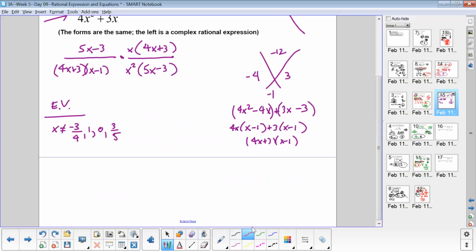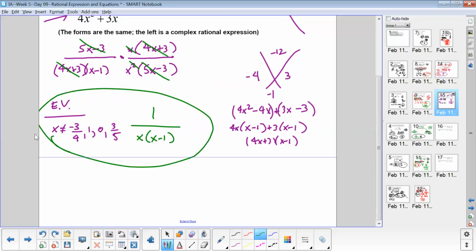And now you're thinking, what will divide out? 5x minus 3, 5x minus 3, 4x plus 3, 4x plus 3. This is x and this is x squared, so one of those with one of those, and you're left with 1, because there's nothing in the numerator, but there is a 1, divided by 1 lone x times x minus 1, along with the excluded values.